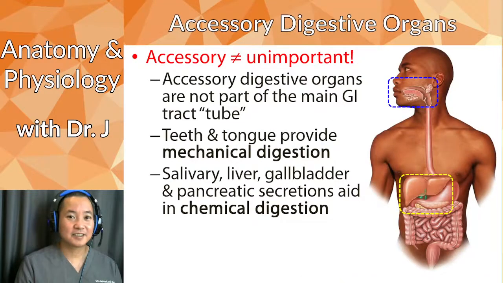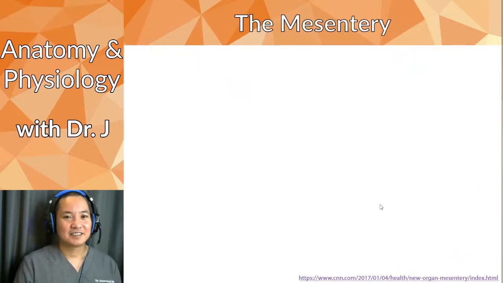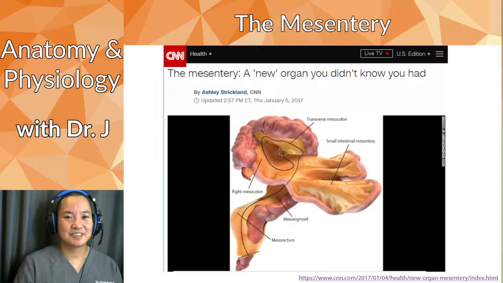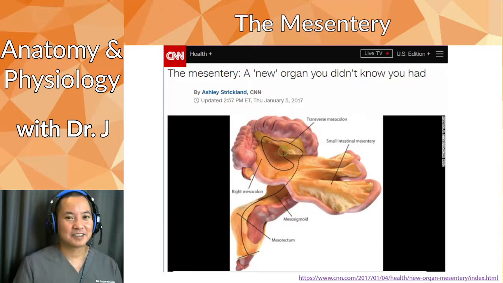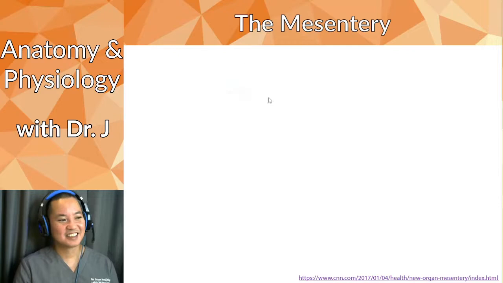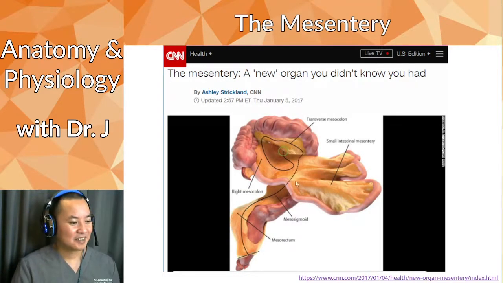So there's actually an organ missing from this picture, and the previous picture of the GI tract, and that organ is the mesentery. Now, around 2017, there was a story like, oh, a new organ discovered by scientists and medical doctors, and pretty much everyone in anatomy was like, we knew about that. But why is it important, and why was it a landmark study?